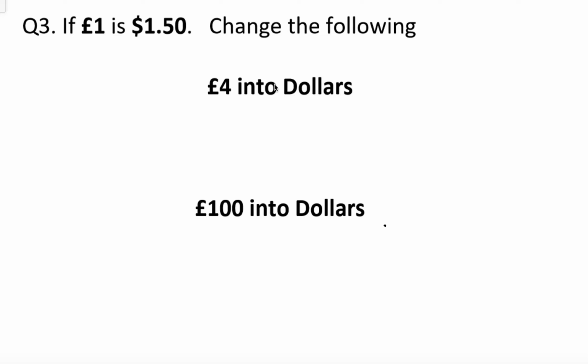So if we've got £4 and we want to know what that value is in dollars, we just have to multiply that number by 1.5. So 4 times 1.5, what's that going to equal? Or 1/4, so it's basically the answer is 6.